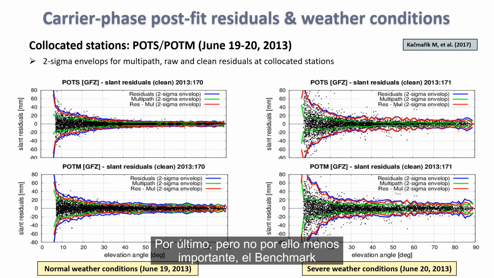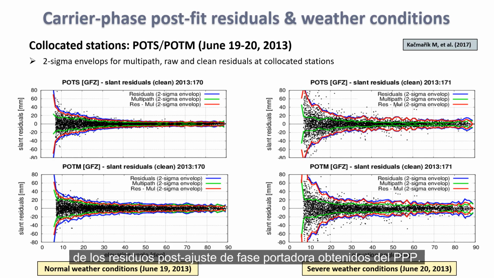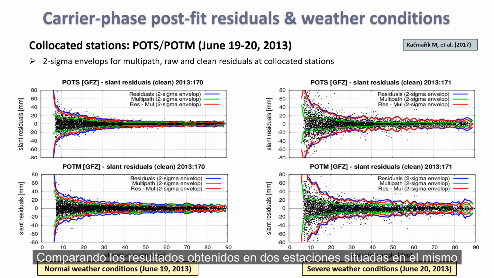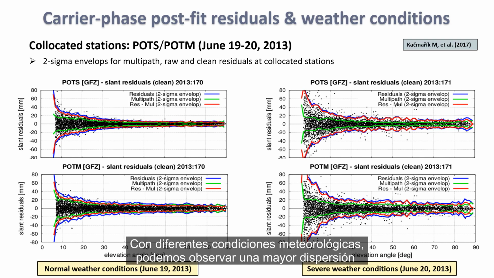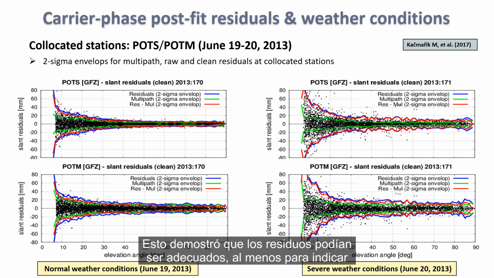Last but not least, the benchmark could demonstrate the role of post-fit carrier phase residuals obtained from PPP. By comparing results at two collocated stations during two consecutive days with different weather conditions, we can notice a large scatter at both stations on June 20. This proved that the residuals could be suitable at least for indicating extraordinary temporal or spatial water vapor variations.